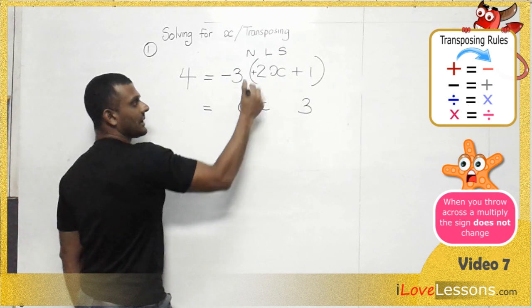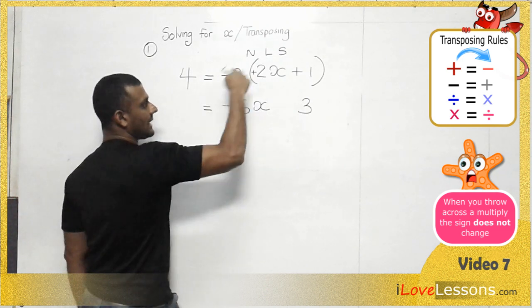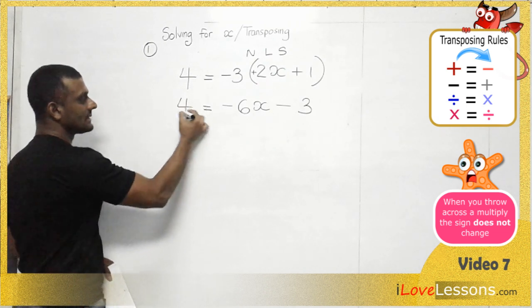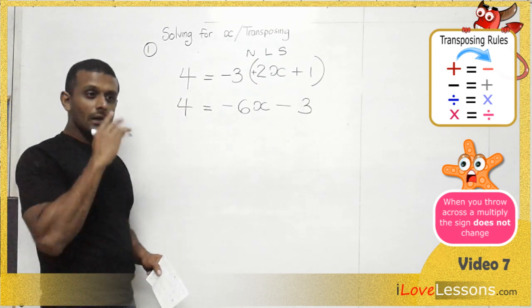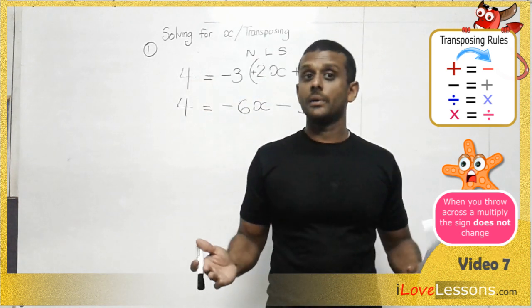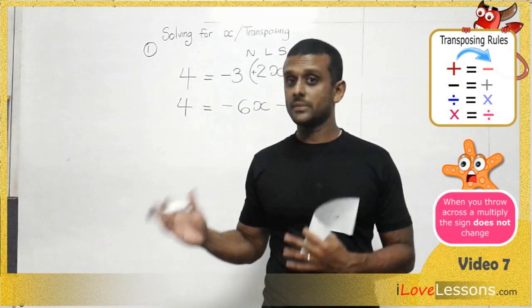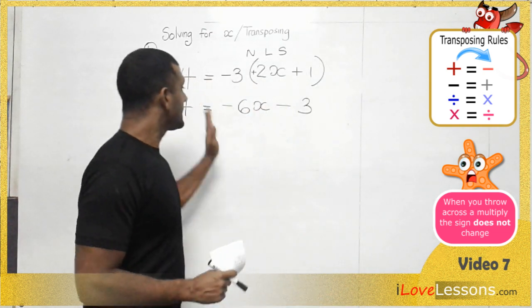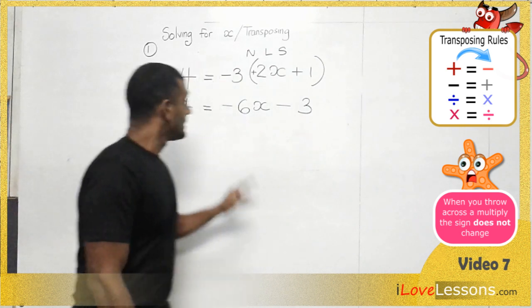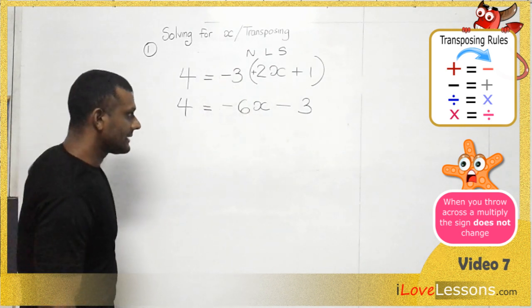Well, a minus and a plus is a minus, and a minus and a plus is a minus. And this whole thing is equal to 4. Now, we have two options. If you ask two people how to go forward from this point, some people will say, keep the x's on this side. And if you ask another person, they will say, throw the x on the other side.